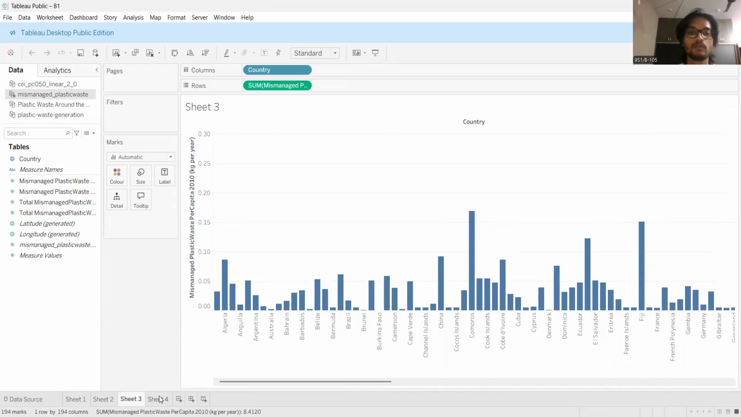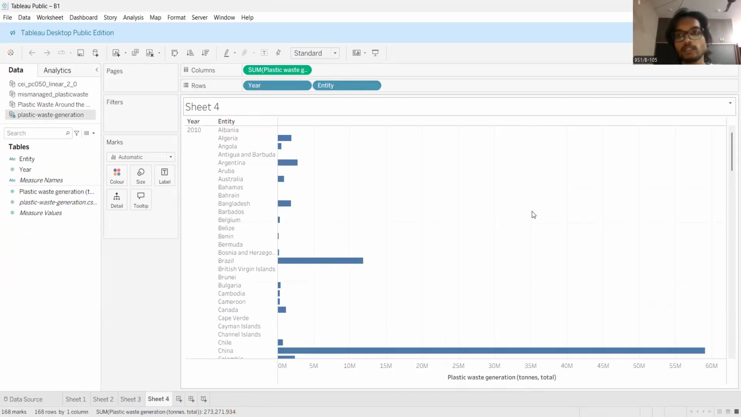Now, when we talk about sheet 4, here we have a dataset that shows 2010 data. The fourth image presents total plastic waste generation in tons for different countries in the year 2010. Here, the x-axis represents total plastic waste generation, while the y-axis lists the countries. From this, China clearly stands out, generating an extremely large amount of plastic waste compared to all other countries, close to 60 million.